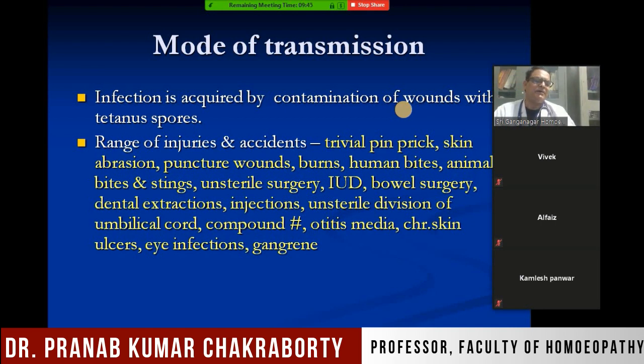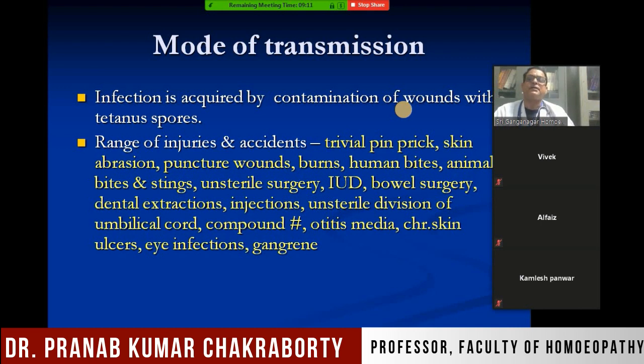Generally it is 3 days to 21 days. It is written everywhere in the book. But it is found that even after 3 months it can develop. So the virulence of this bacteria, or the severity of the symptoms, depends on how close to the central nervous system the injury is happening, where the bacteria enter, and from which distance it is entering, how far from the central nervous system.